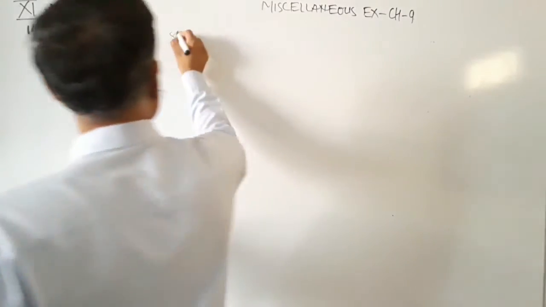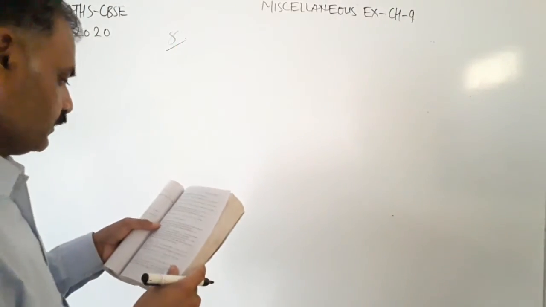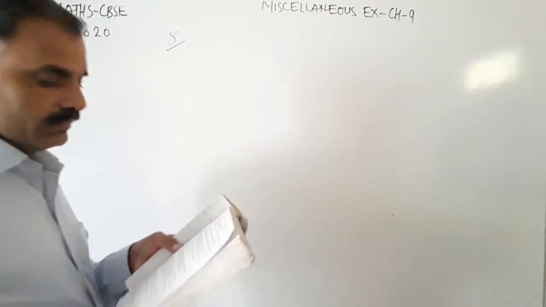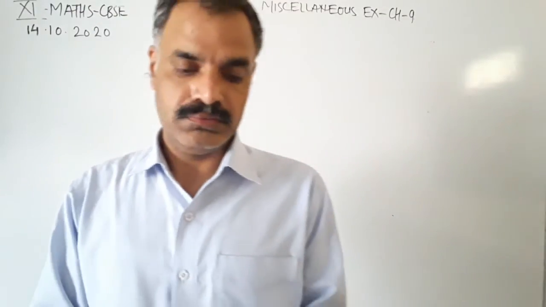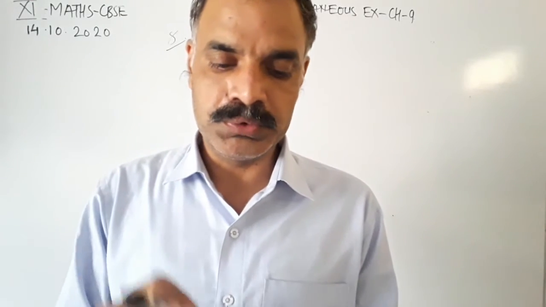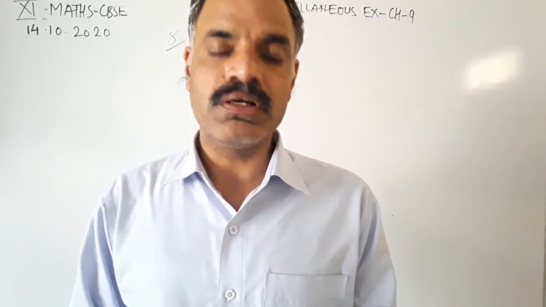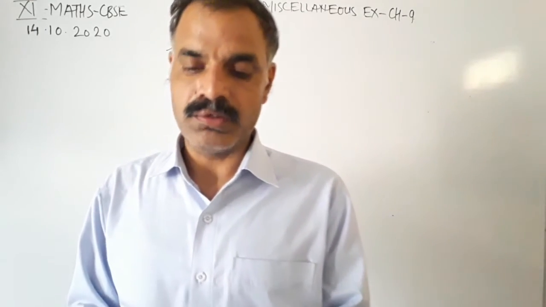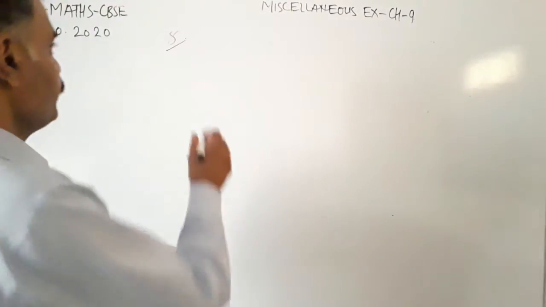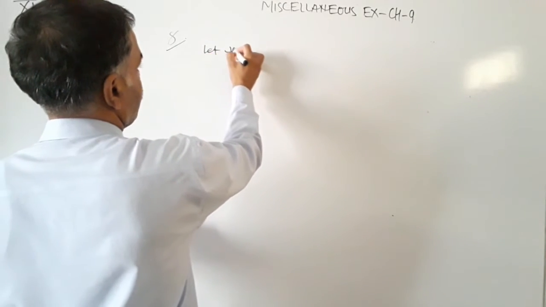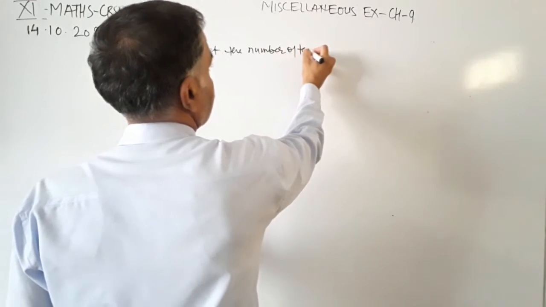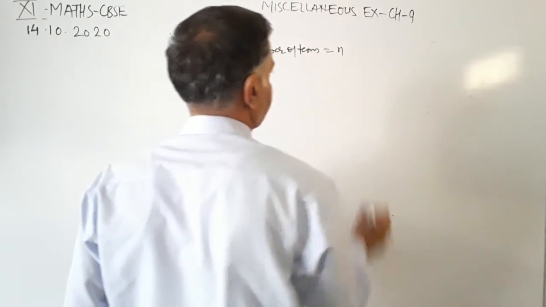Question number 8 is: the sum of some terms of a GP is 315, whose first term and common ratio are 5 and 2 respectively. Find the last term and the number of terms. So let the number of terms equal n terms.